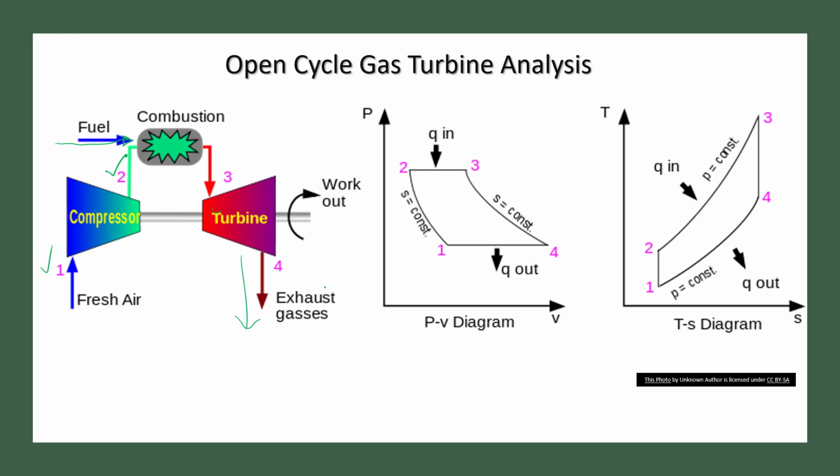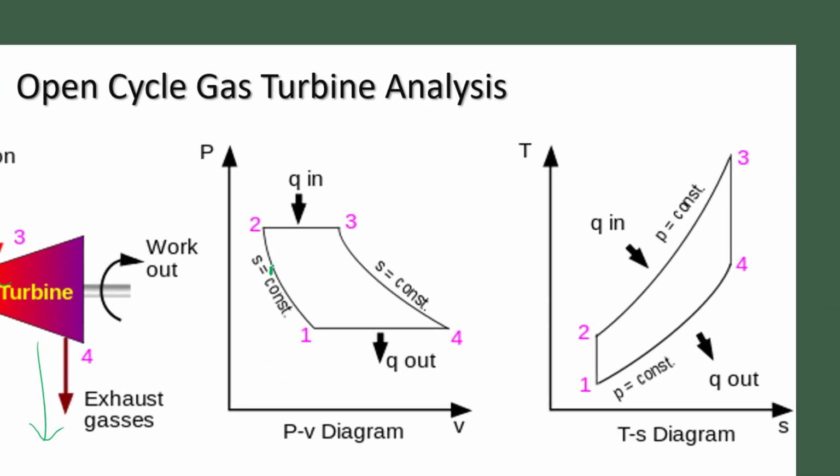So in the PV diagram we can see process 1-2 is S equal to C. What is S equal to C? That means S stands for entropy. So entropy remains constant during this process, and that is why it is called isentropic compression. Ideally the process is isentropic, but in actual practice the compression may not be isentropic. Please remember, we'll have to take this case in the later classes.